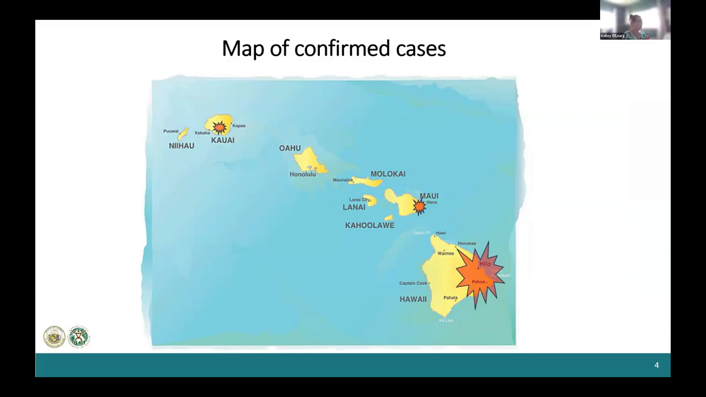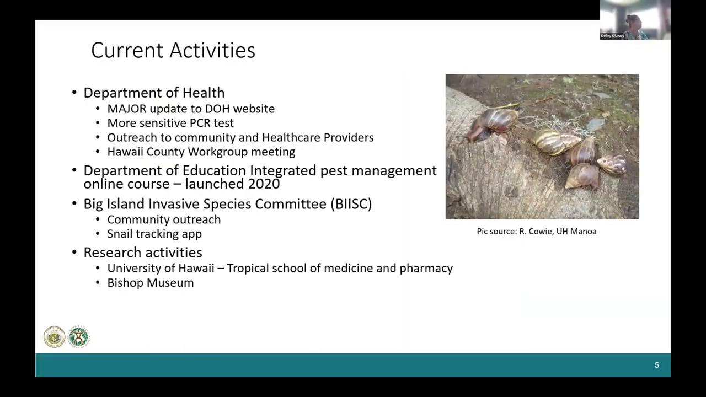And this is just a map, just to highlight that the east side of Hawaii Island has the most cases. And so we're really targeting our outreach to that side. But I do have my counterparts on the other islands, they're also doing outreach. And so currently what's going on is a multi-organizational collaboration to work on rat lungworm prevention.